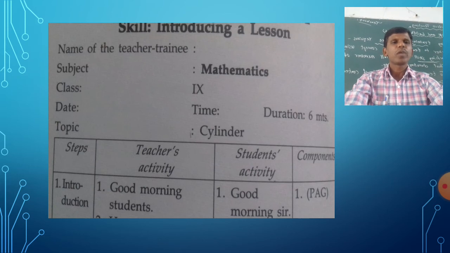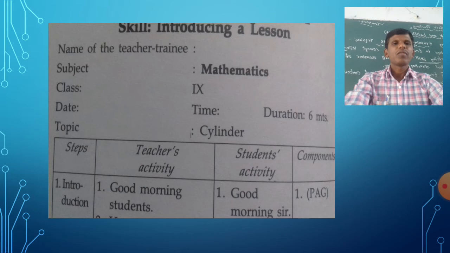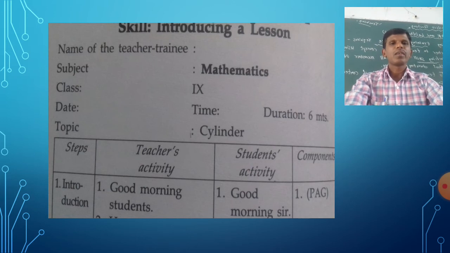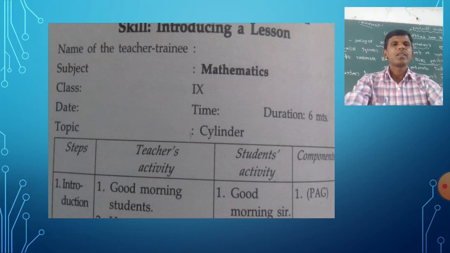First we will see how to write it, then after we will modify it when we are writing it. First you see, the first column is steps. The second column is teacher's activity. Here in teacher activity, you write what the teacher is doing and speaking. Then student activity or learner activity, you can write. In the last column you can write components.